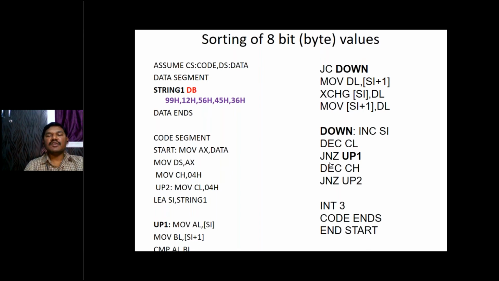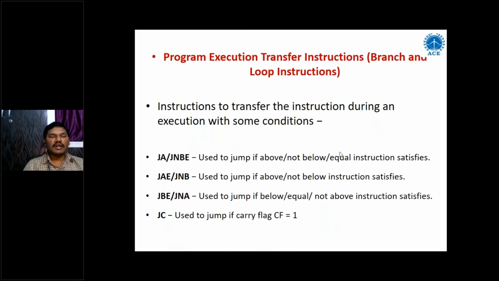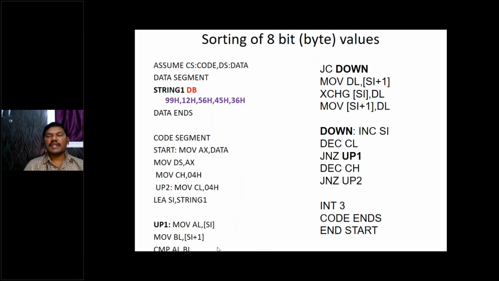So here CL value is 0. No, it will check for this one. This is also called a conditional statement. JNZ, I have not given it here. JNZ is nothing but jump on no 0, go to up 1. What is up 1? Right, move AL comma SI. Now what is SI? Incremented, 56H. Now move BL comma SI plus 1. Right, 99. Again 99 is compared with 56.